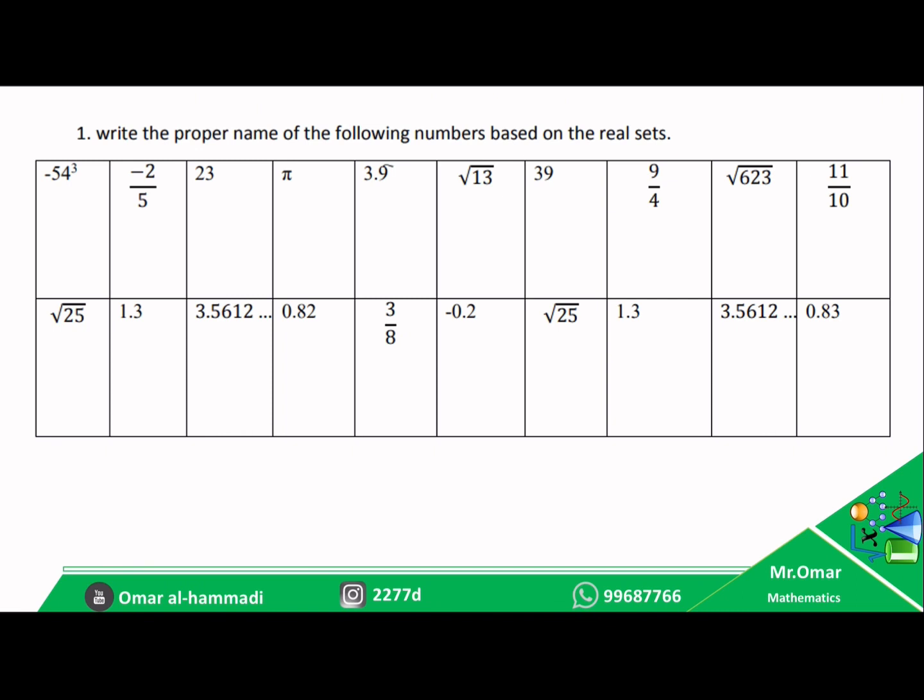Let's do an example. Write the proper name of the following numbers based on the real sets. So we write which set each number belongs to.